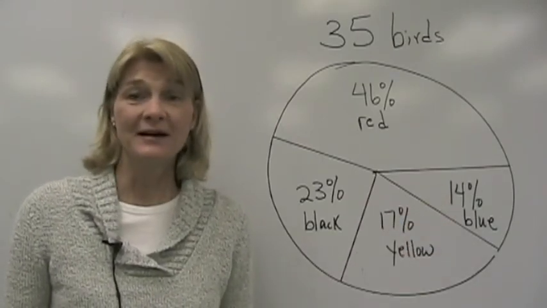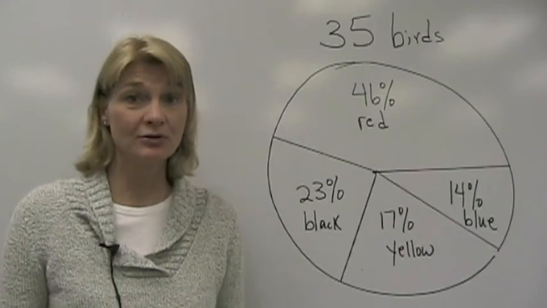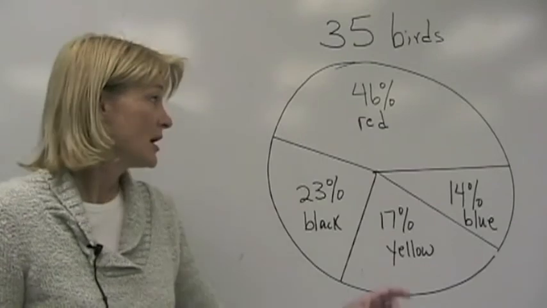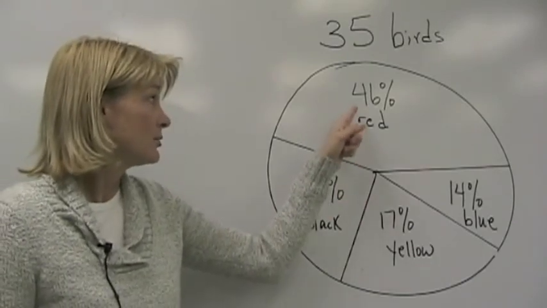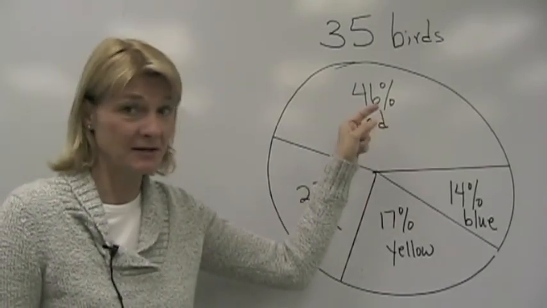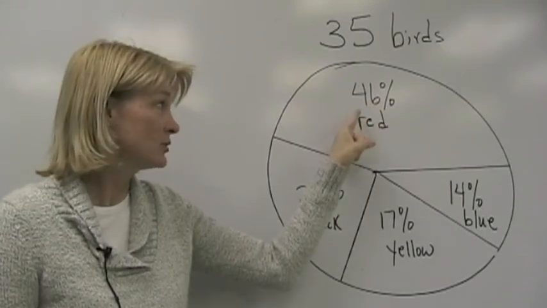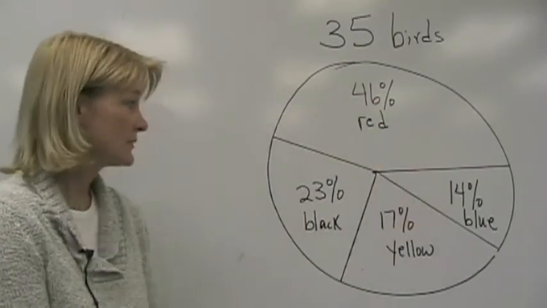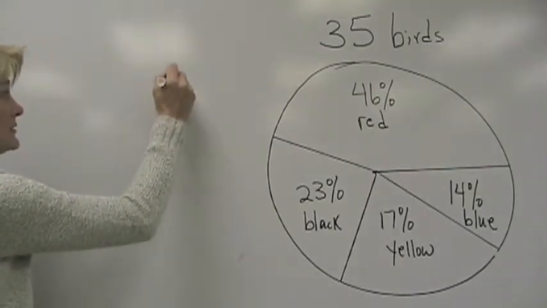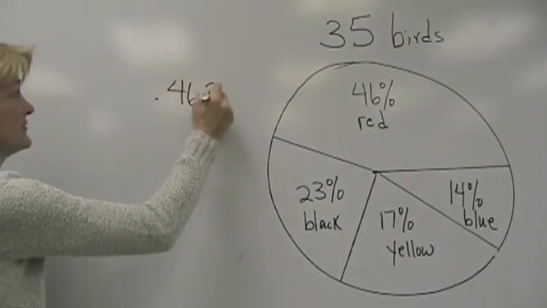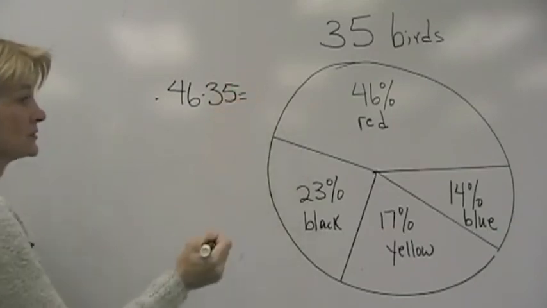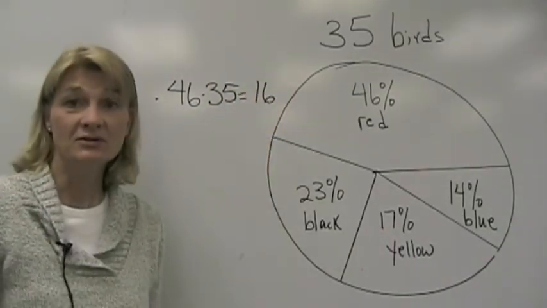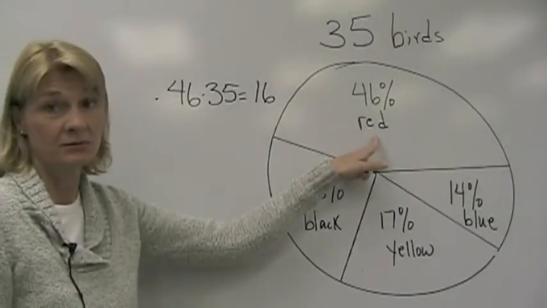Now if I wanted to find out how many actual birds are red, all I have to do is multiply 0.46, because I can never multiply by a percent, 0.46 times the 35 birds, the total. So 0.46 times 35 equals 16. So I saw 16 red birds.